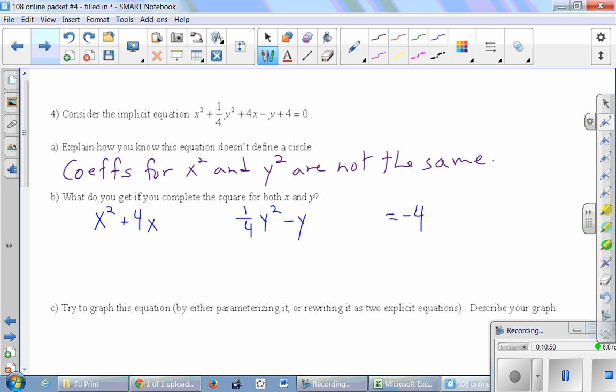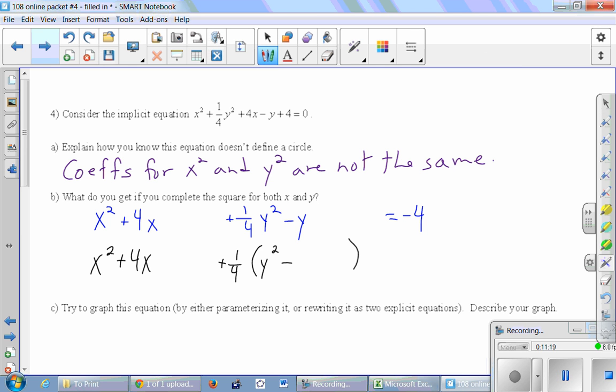Okay, the first part, the x part is easier. In fact, I'm just going to copy it because we've got to do another step for the y part. The y part is trickier because of that 1/4. So remember the step you have to do if a is not 1, and that step is to factor out that a term from both the first two terms, the y terms. So factoring out the 1/4 from the y squared gives me just y squared. But this is trickier because there's no 1/4 to factor out. There's nothing in there to factor out.